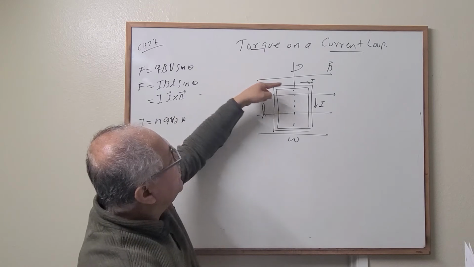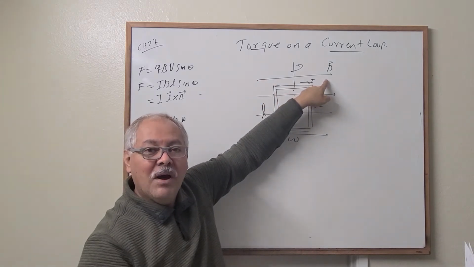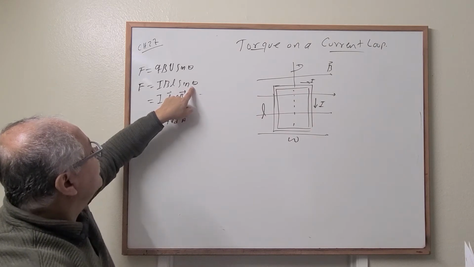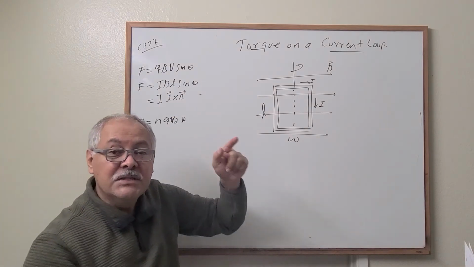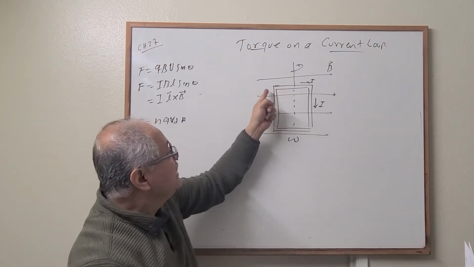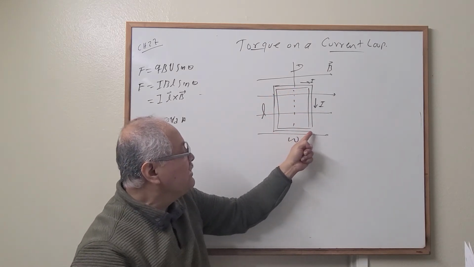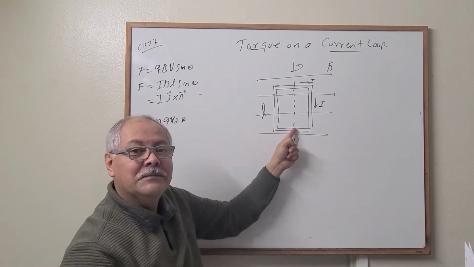Well, in this case, the current and the magnetic field are parallel. If they are parallel, the angle is 0, and sine 0 is going to be 0. So there is no force acting on this segment. The same thing happens right here, on this horizontal segment, the force is 0.